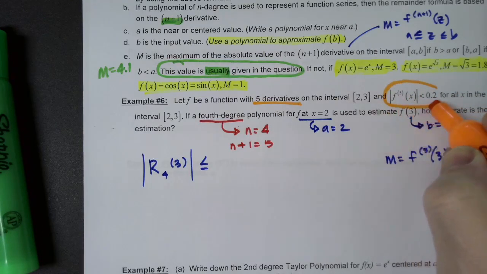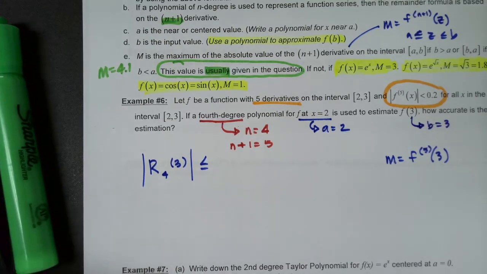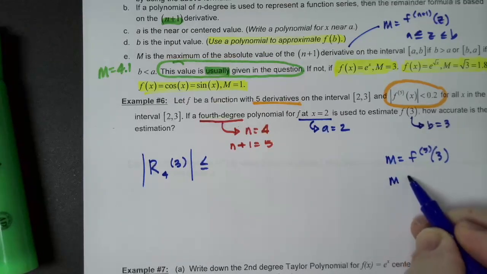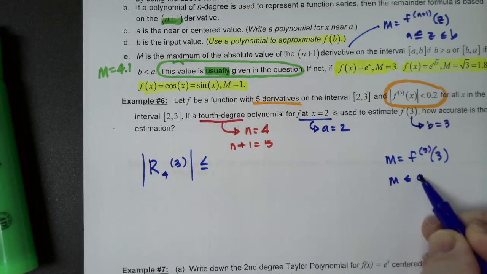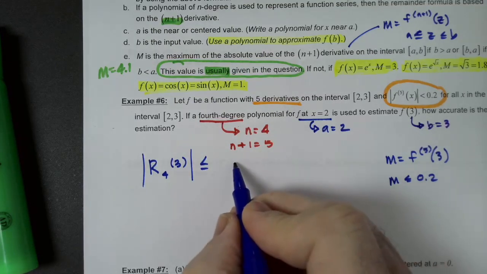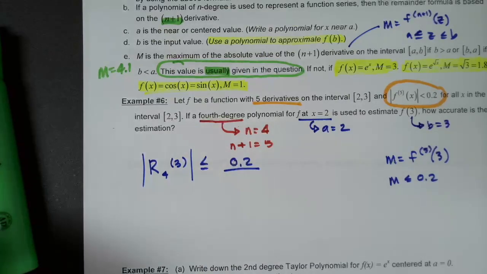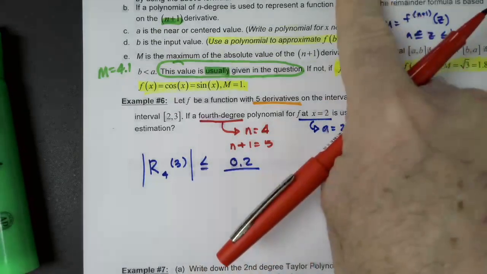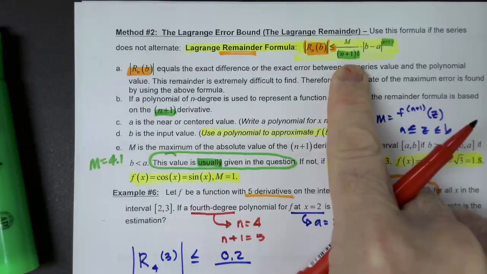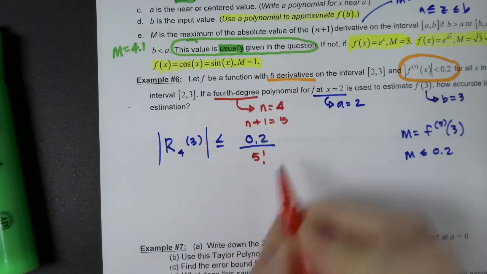Well, the fifth derivative is always going to be less than 0.2. So really what they're telling us is that this m is always going to be less than or equal to 0.2. So that's what we're going to substitute in here. For the m value, 0.2. Remember, the denominator is based upon n plus 1 factorial. We know our n plus 1 is 5.